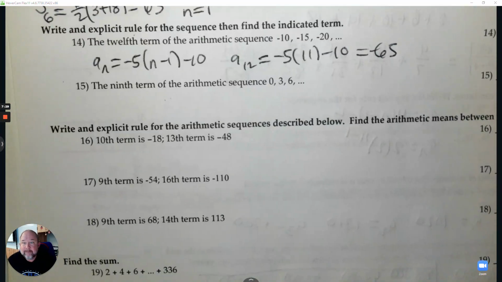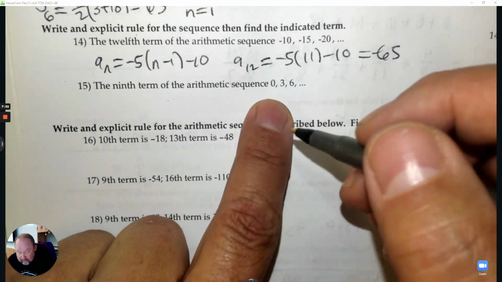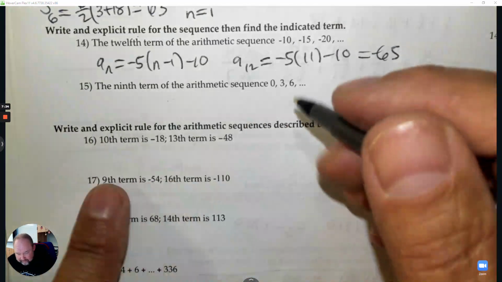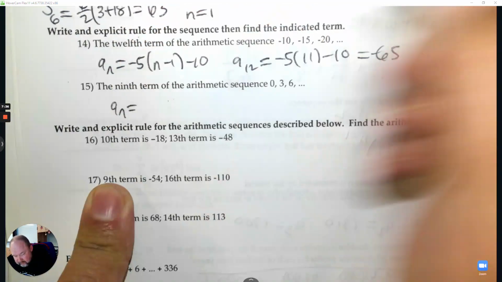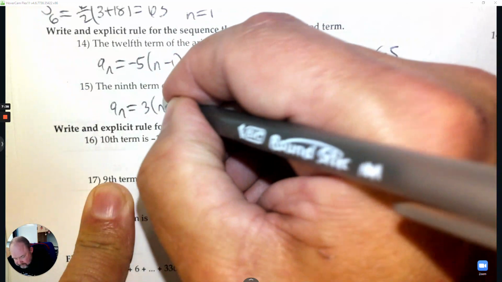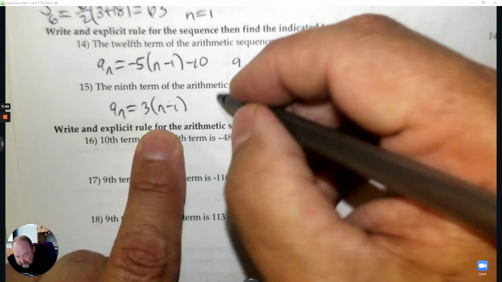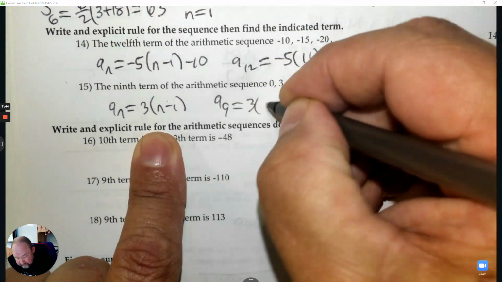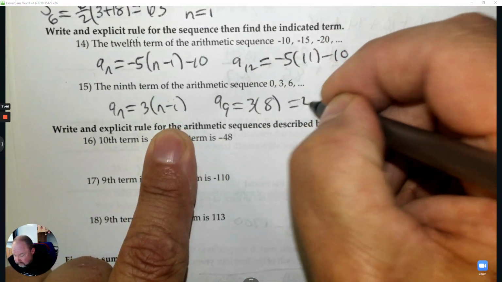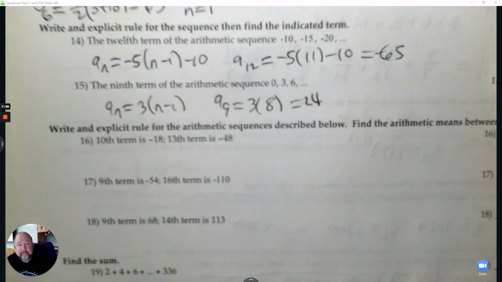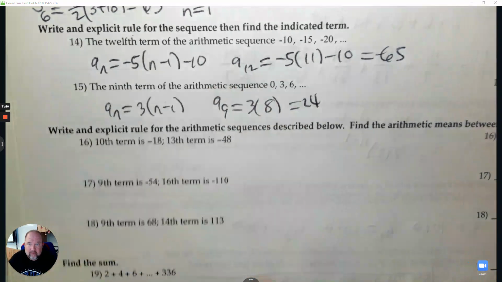Number 15, write a rule for it. Again, press pause and try it if you haven't. So we're adding 3, and the first term is 0. I don't need to go plus 0. And then the 9th term is 9 take away 1, so it's 24. 9 take away 1 is 8. It's just easier to calculate.